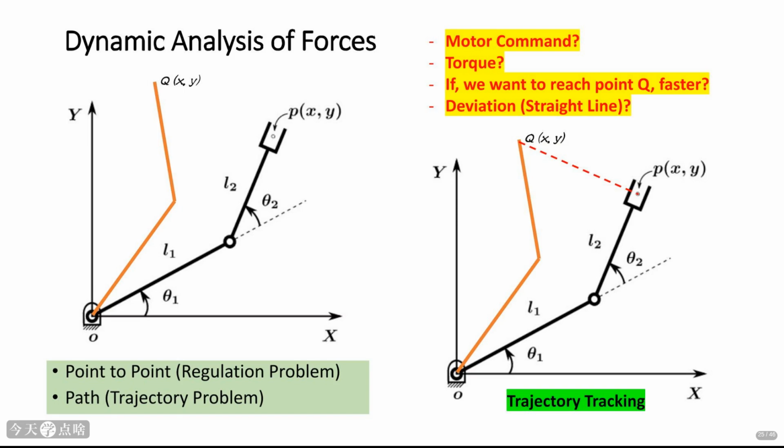To answer these, we need to analyze the forces and torques acting on the robot links. This is crucial for designing controllers and selecting appropriate motors. The second diagram shows trajectory tracking, where the robot must follow a desired path, which requires careful dynamic control.